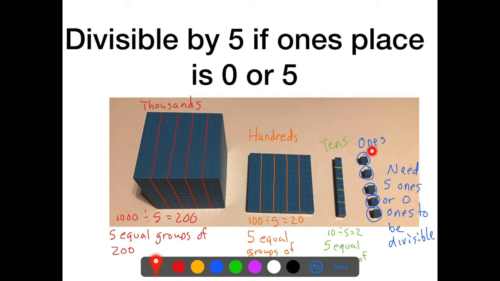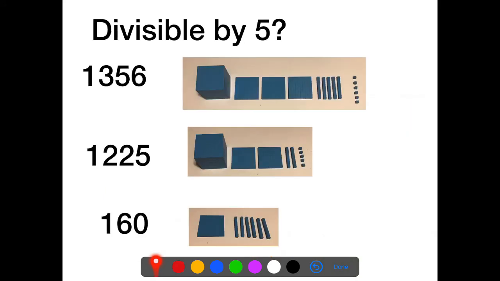If I have 5 ones, that's 5 equal groups of 1. If I have no ones, I don't worry about them. And if I have any other value in the ones place, I can't make 5 equal groups. So this representation is divisible by 5 because I have 5 ones. Try these and check your answer.